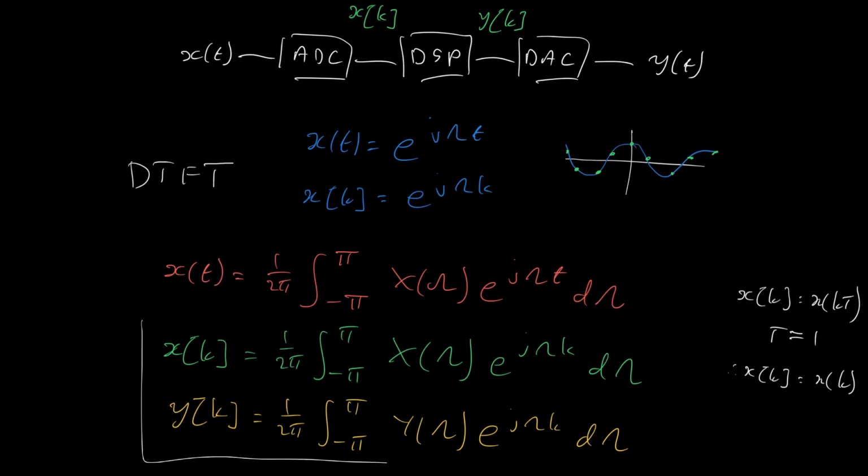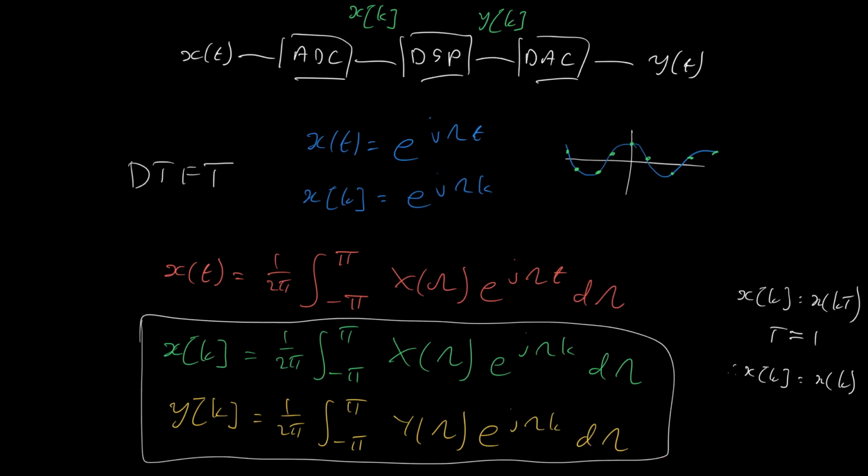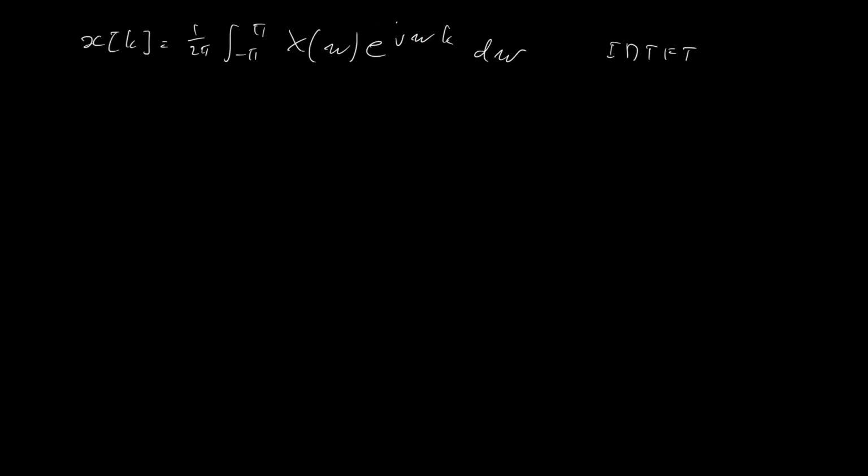Specifically, these equations are the discrete-time Fourier transforms of x and y respectively. It's just customary to use a lowercase omega instead of uppercase omega when working in discrete time. To summarize, this is the inverse discrete-time Fourier transform of x of omega, but I always like to think of it as representing x of k by a sum of sinusoids.